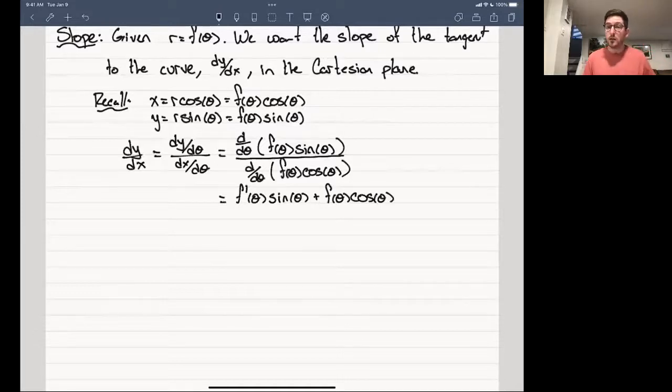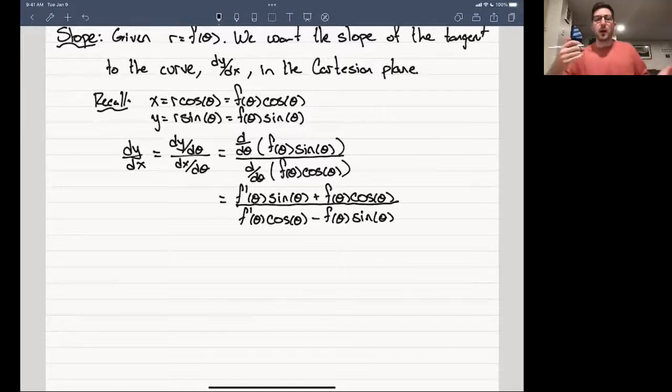So that's just the derivative of the numerator here, divided by f prime of theta cos of theta minus f of theta sine of theta. So of course, this is a quotient. We always have to be careful of dividing by zero. So this could possibly be a point of contingency here, but as long as that denominator is not zero, this is the derivative for the slope of a parametric polar curve.